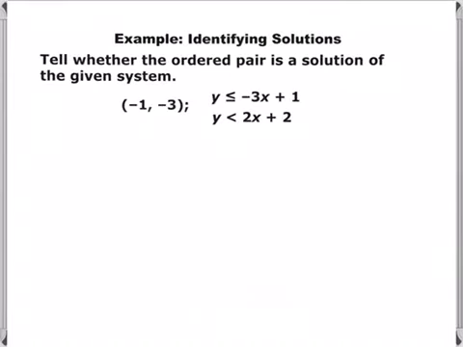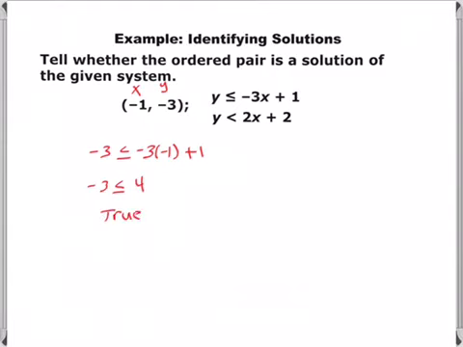So in this first example, we want to test and see if the point -1, -3 is a solution to this system. And in order to do so, we have to plug it into both inequalities. So remember, we have x and we have y. So to plug it in here, we've got -3 is less than or equal to -3 times -1 plus 1. On the right side, -3 times -1 is 3. 3 plus 1 is 4. So in this case, is -3 less than or equal to 4? Yes, that's a true statement.